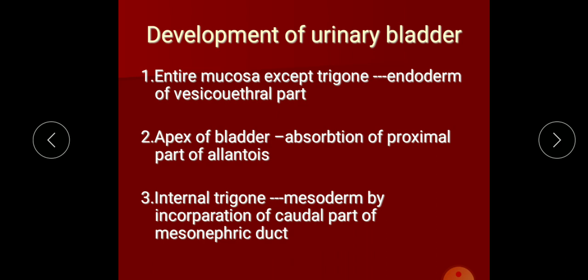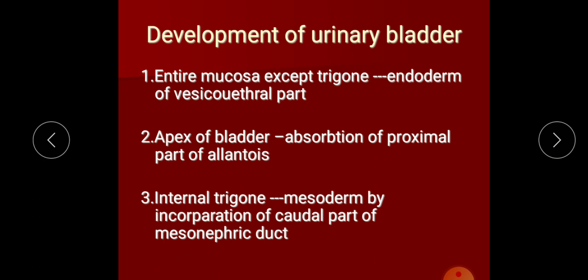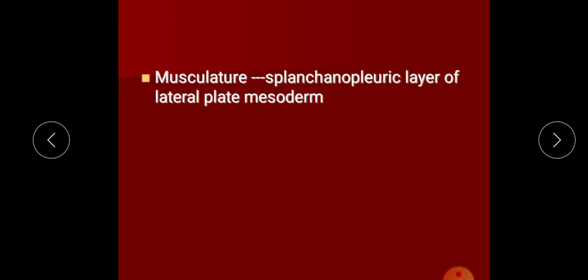From the proximal part, you find the apex of the bladder developing, and the whole of the musculature of the bladder develops from the splanchnopleuric layer of lateral plate mesoderm. So that much about the development you can remember. The whole of the mucosa is derived from the vesico-urethral part, the trigone is developed from the absorbed mesonephric duct, the apex is derived from the proximal part of the allantois, and the musculature is derived from the splanchnopleuric layer of the lateral plate mesoderm. So now you know the development of the urinary bladder.